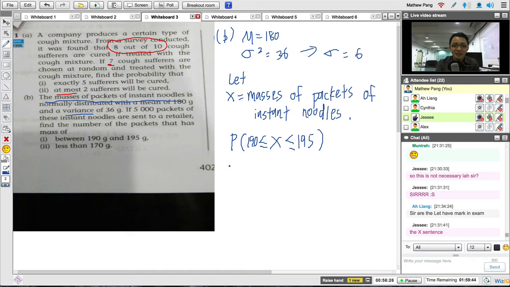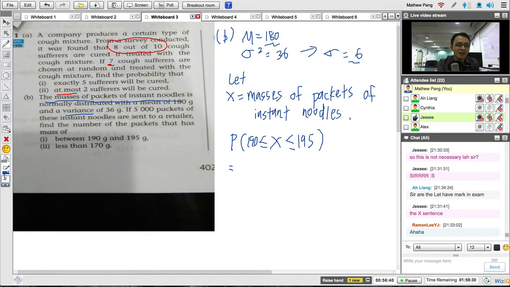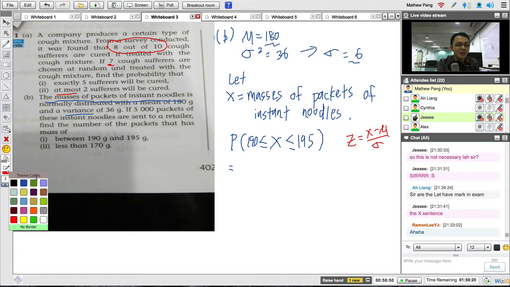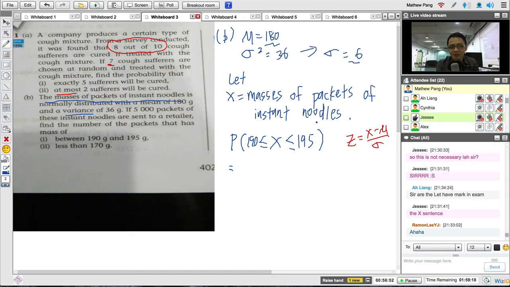Then, because this value is so big, when I see the mean and standard deviation appear at the same time, I know I definitely need to use Z. Just now I did give you the formula for Z, but I think you forget already. So Z equals X minus mean over standard deviation. Because of this, I need to change this one into the Z value. You see how I change, it's something like this. So I write the Z here.